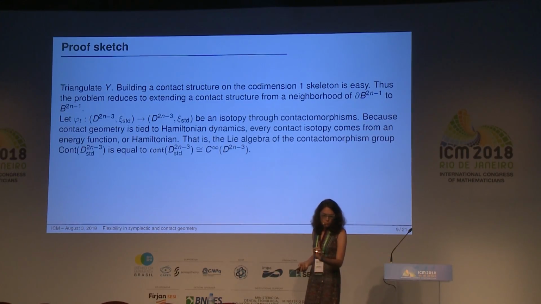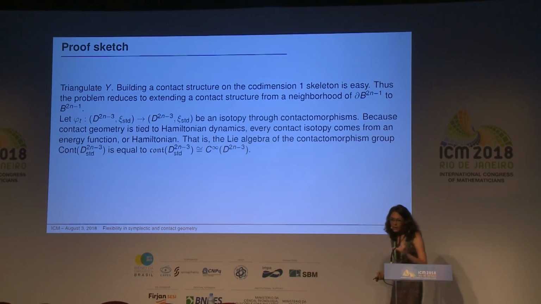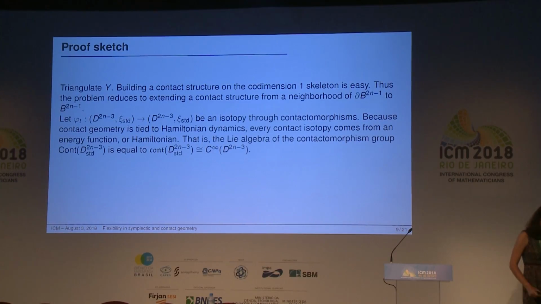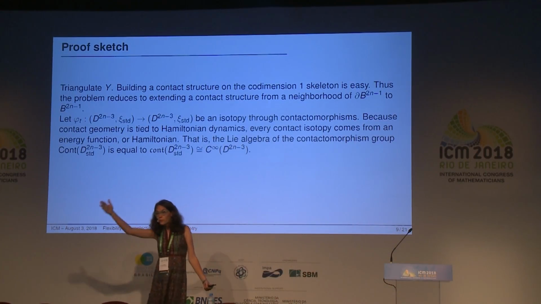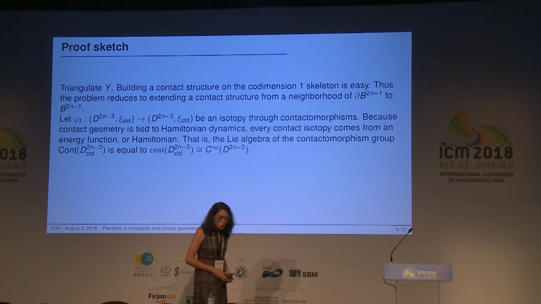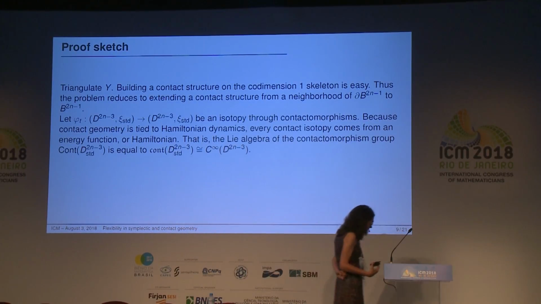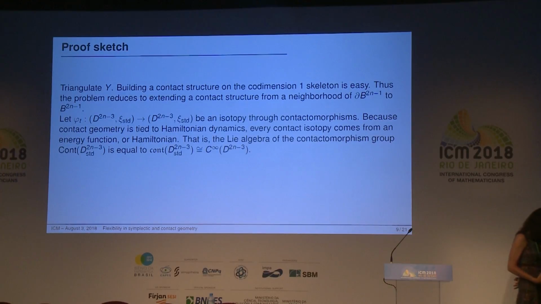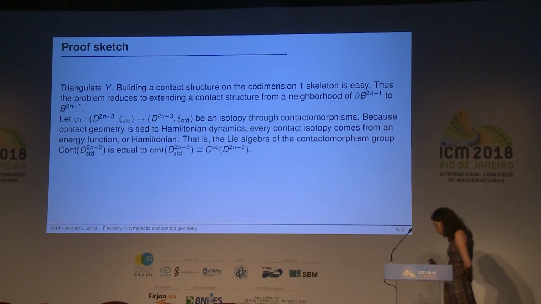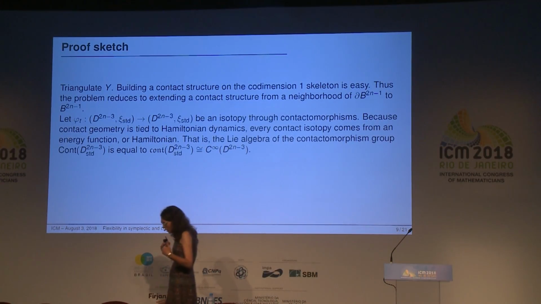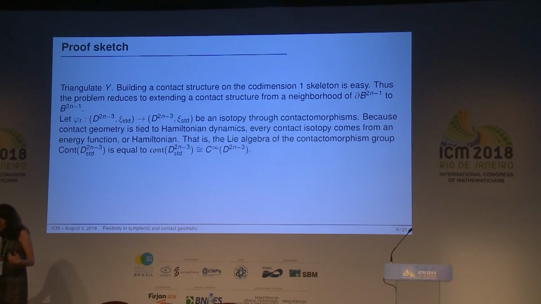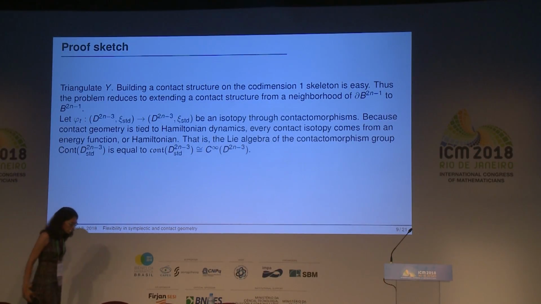Now, if I have any contact isotopy of, say, the standard disk, meaning just an isotopy through contactomorphisms. Contact geometry, like symplectic geometry, is a sort of geometry of Hamiltonian dynamics. What that means is that any symmetry is given by an energy functional, and any symmetry is the dynamical flow of that energy function.